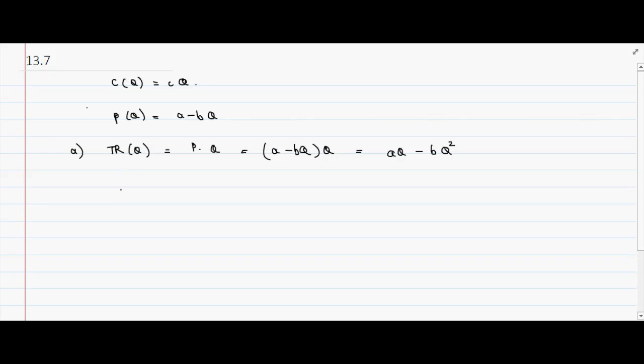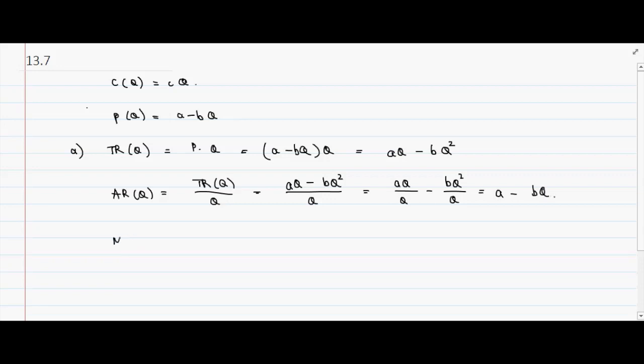Now, in order to find the average revenue function, average revenue as a function of Q is just going to be equal to the total revenue function divided by the total quantity. So I got AQ minus BQ squared, everything divided by Q. That becomes AQ divided by Q minus BQ squared divided by Q. So that is A minus BQ.